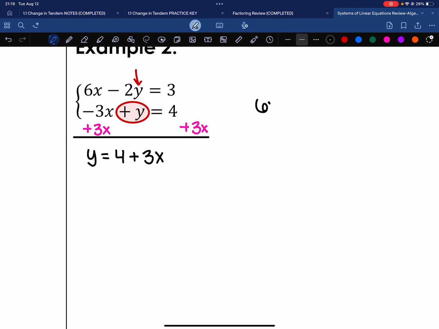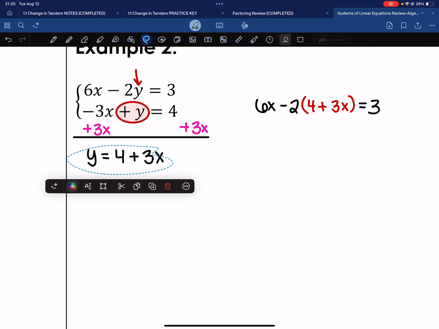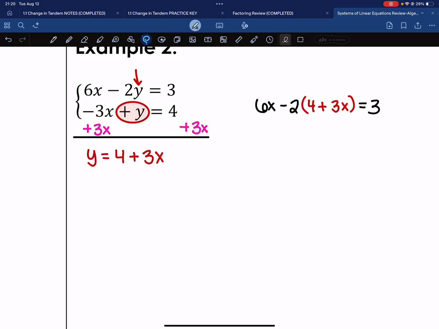So we have 6x minus 2, plugging in 4 plus 3x equal to 3. I'm going to fix my colors real quick. Okay. So now we just start solving. So here we go. 6x. We're going to take this negative 2 and distribute. So negative 2 times 4 is negative 8. Negative 2 times 3x is negative 6x equals 3.